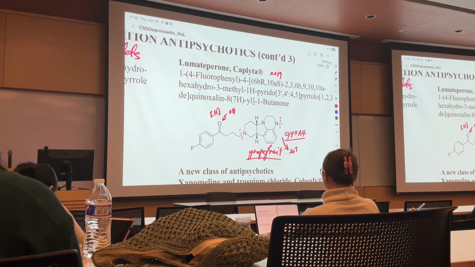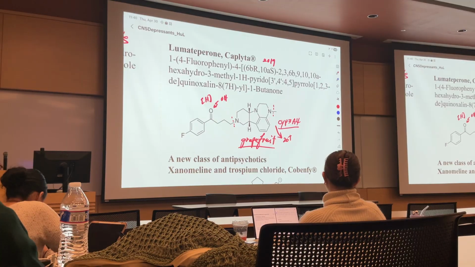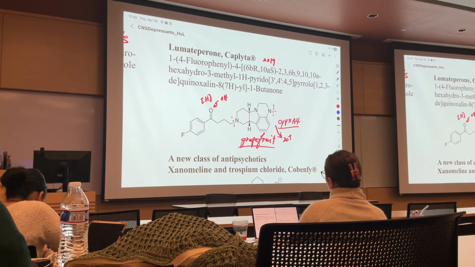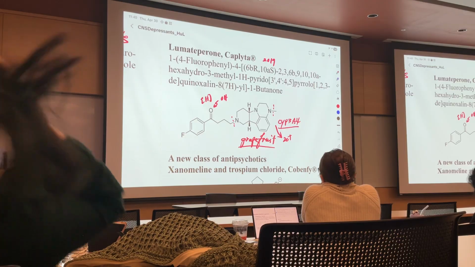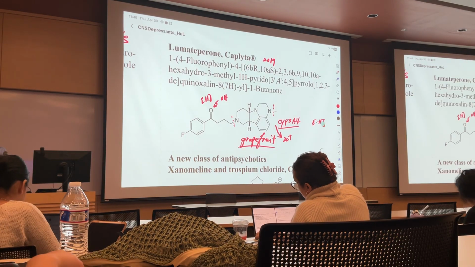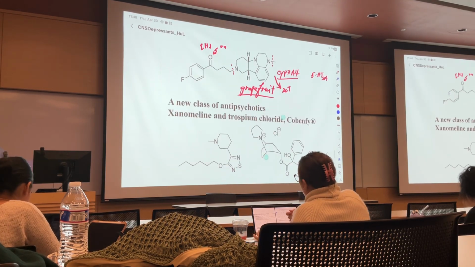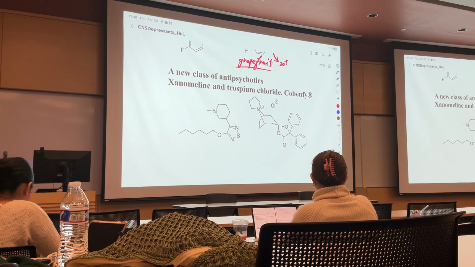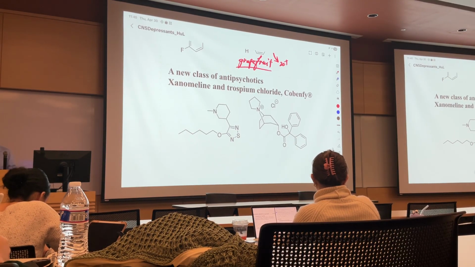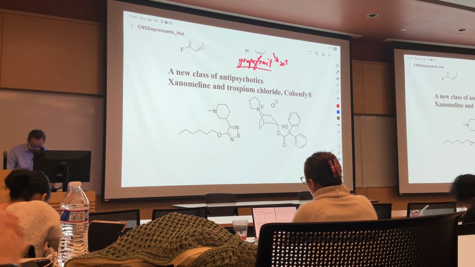So this is a second generation butyrophenone, right? Second generation butyrophenone. Because of the complicated structure over here, it added the serotonin antagonist activity, 5-HT2A. So that's one of the additional bindings that can happen with this drug molecule. Now, this is a new combination that was just approved. We're talking about this drug molecule that was approved by the FDA only in 2024.